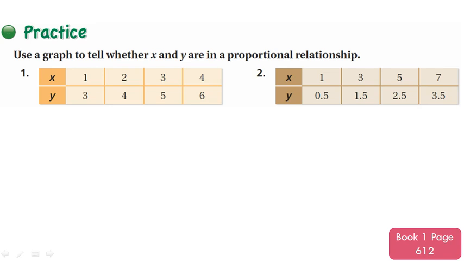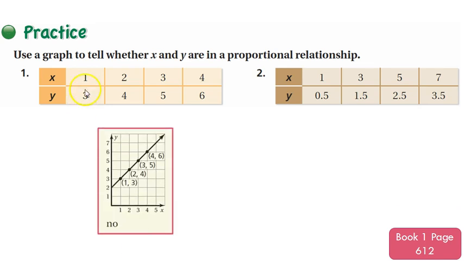Welcome back. Let's take a look at the graphs. If you were to plot the points 1, 3, 2, 4, 3, 5, and 4, 6, and then connect the dots all the way back to the y-axis, you'll see that it does not go through the origin, so it's not proportional.